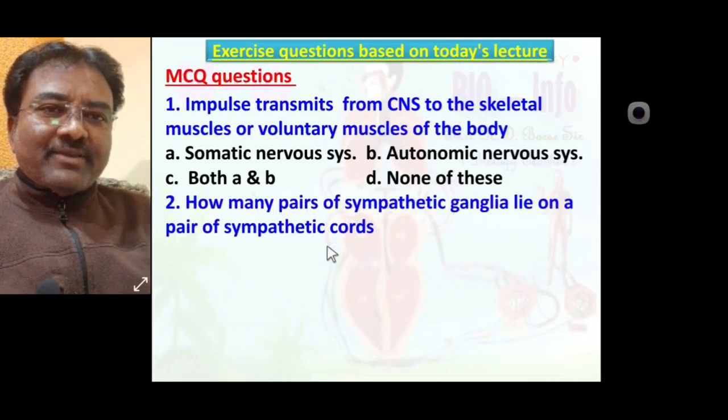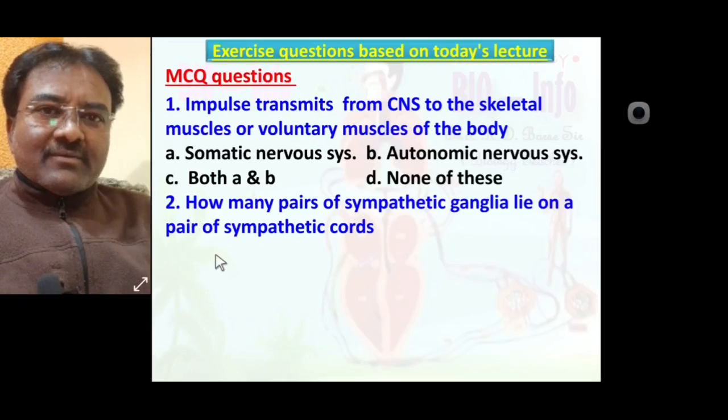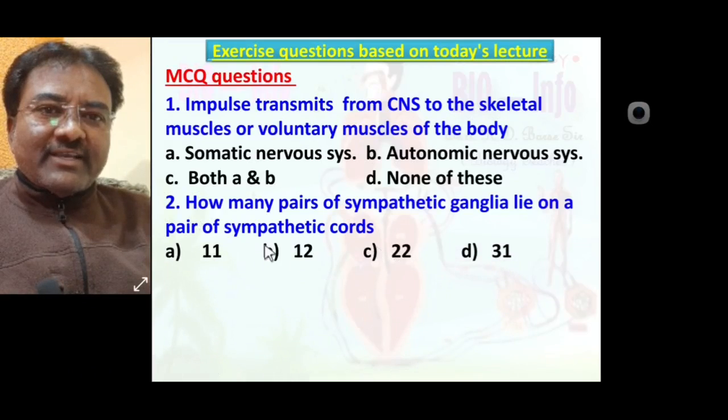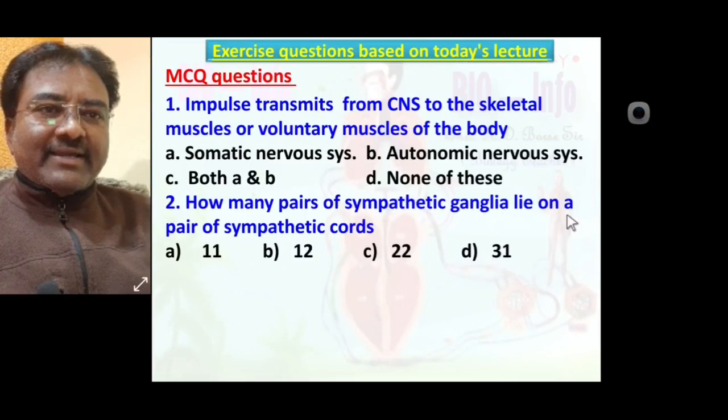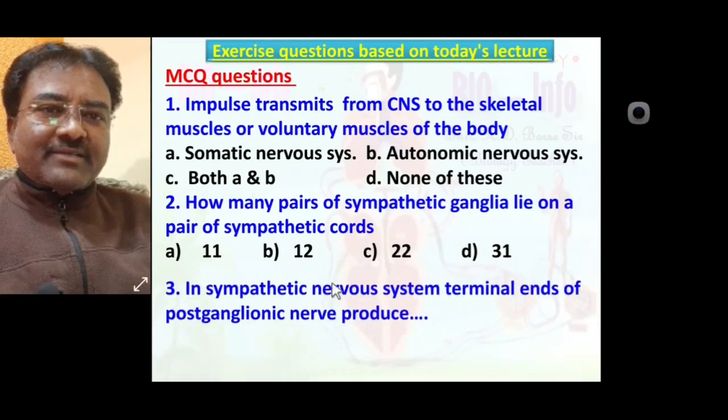How many pairs of sympathetic ganglia lie on the pair of sympathetic cords? 11 pair, 12 pair, 22 pair and 31 pair. Yes, the correct answer. Total 22 pairs of sympathetic ganglia lie on the sympathetic cord. So C, 22 pair, correct option.